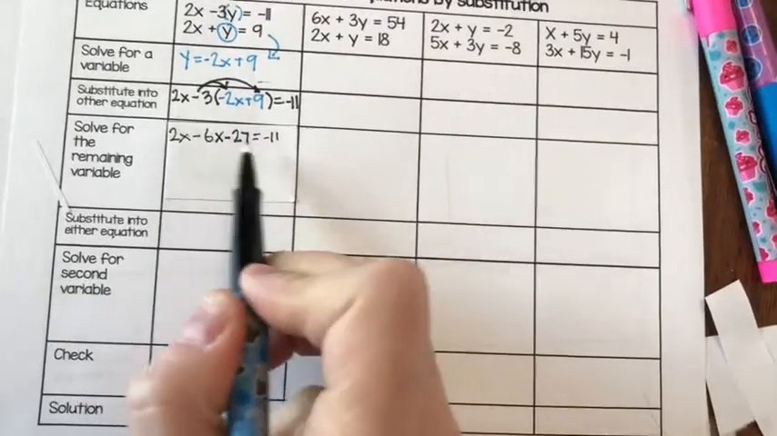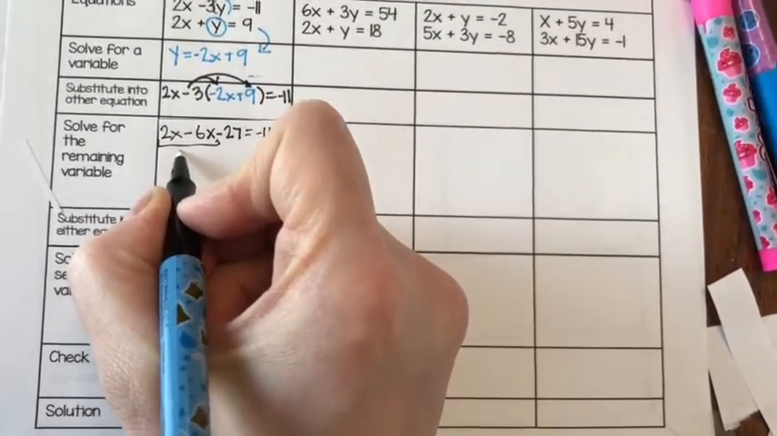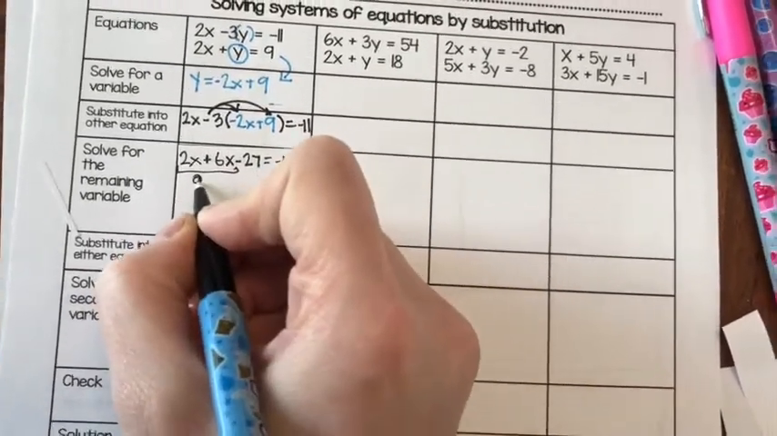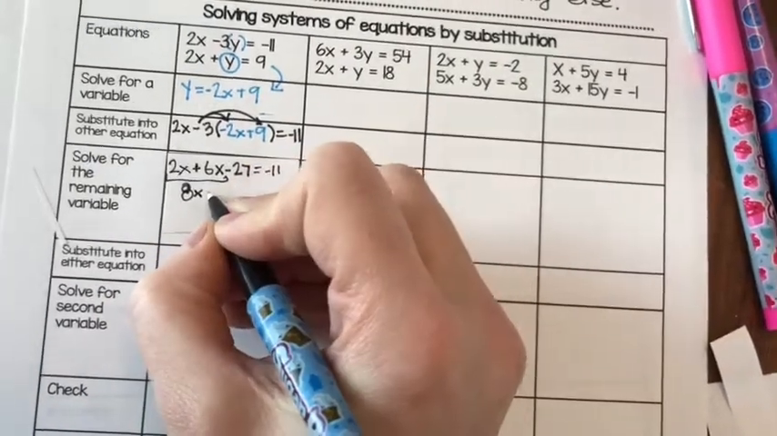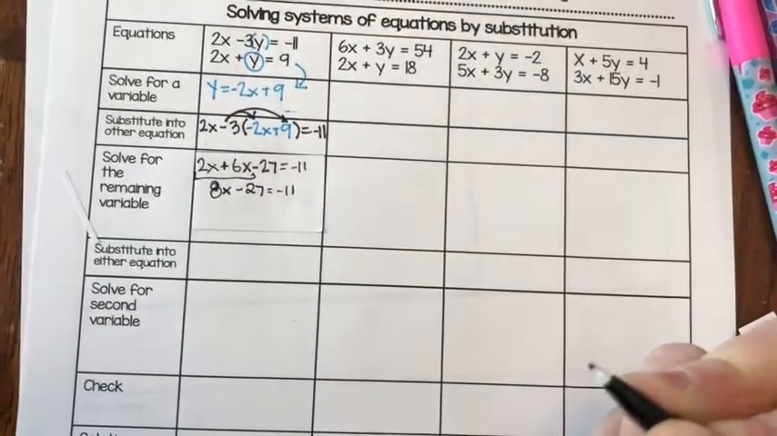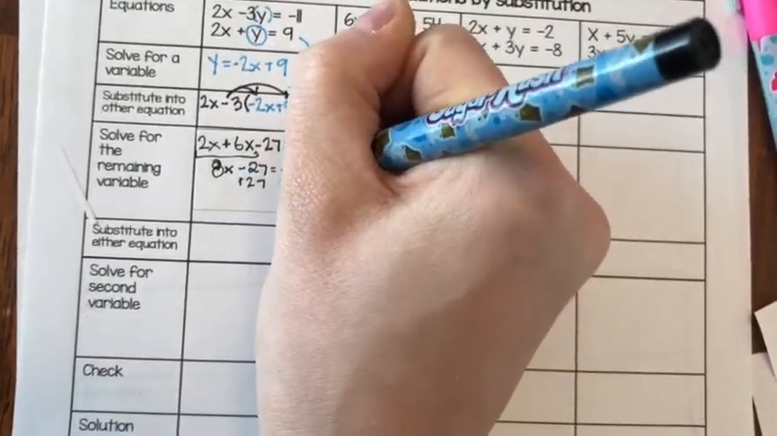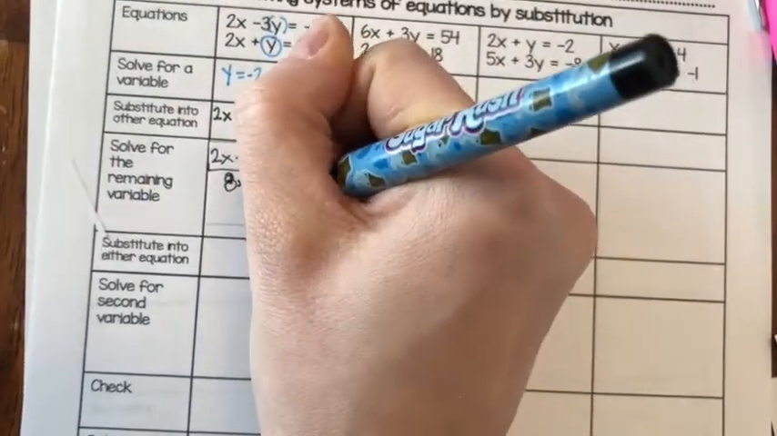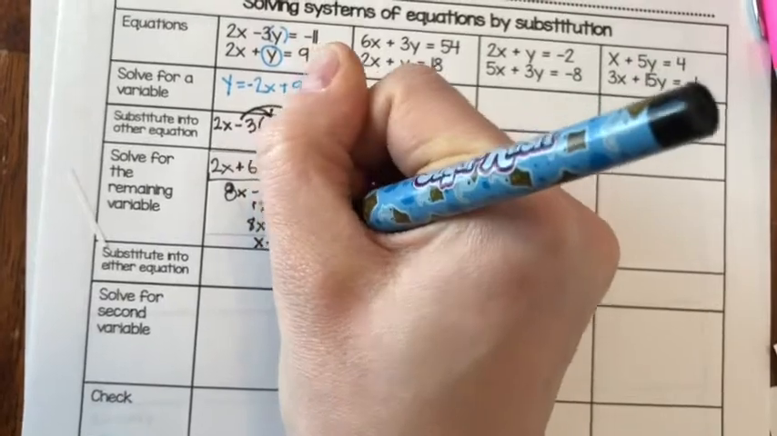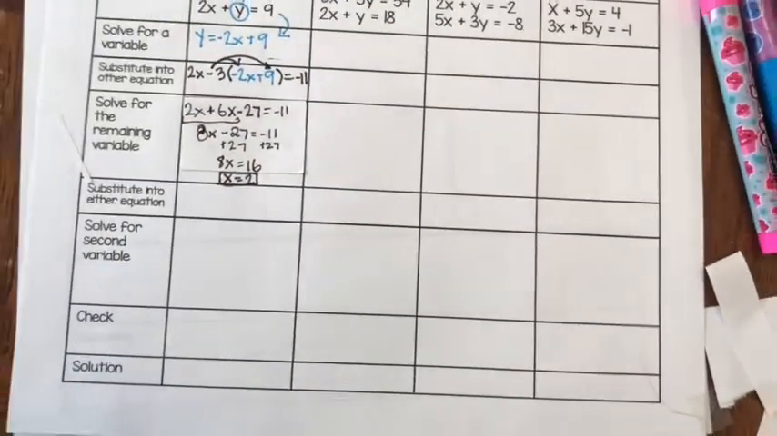Now I'm going to solve for my variables. First thing I'm going to do is combine my like terms. I get 4, I'm sorry, that's a plus, 8x minus 27 equals negative 11. Now I'm going to add 27 to both sides. I get 8x equals 16, so x equals 2. This right there is one of my solutions.